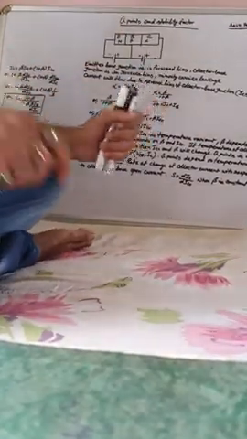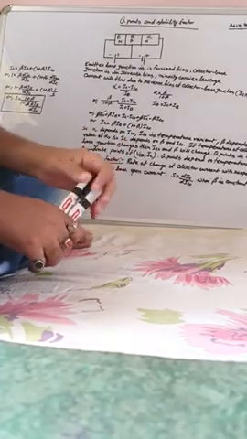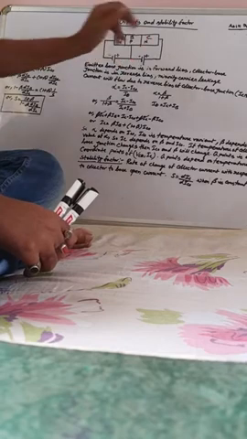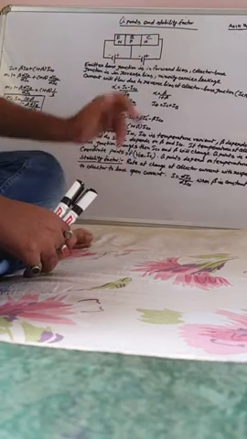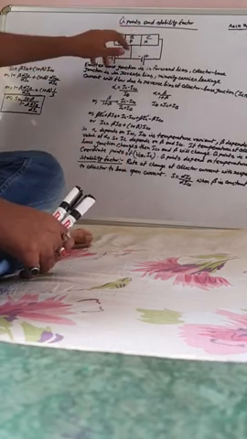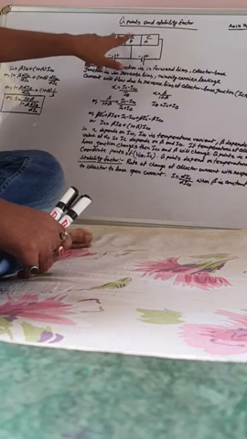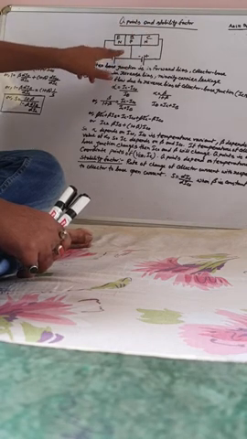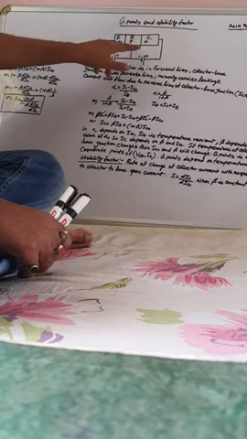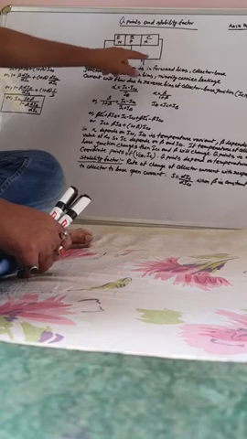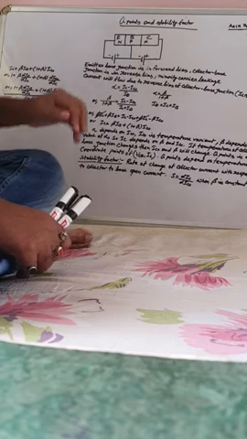In this class I will teach you Q points and stability factor related to transistor operation. This is an NPN transistor. This is emitter, this is base, this is collector. Look carefully, emitter base junction is forward bias. N is connected with negative, P is connected with positive. Collector base junction is in reverse bias. N is connected with positive, P is connected with negative.